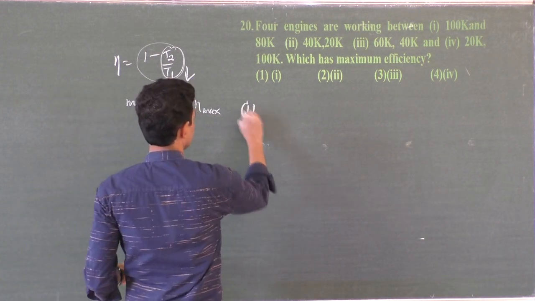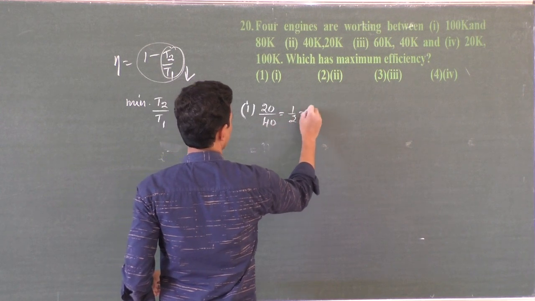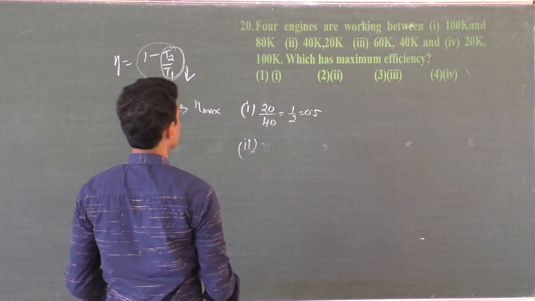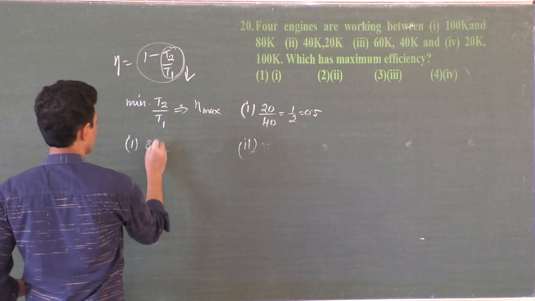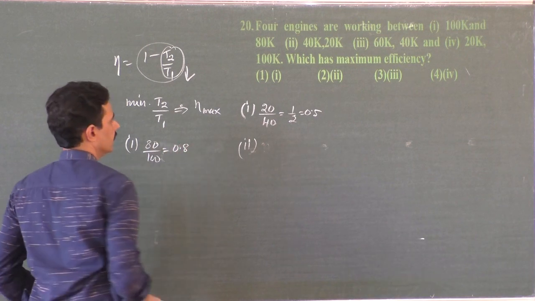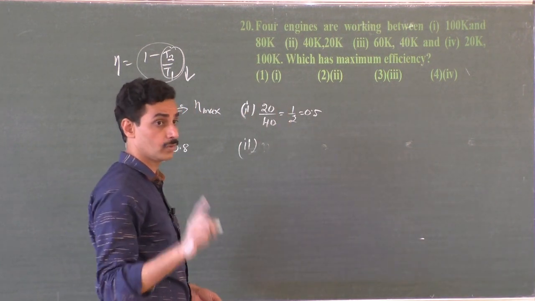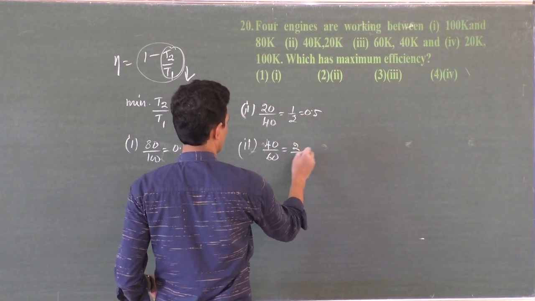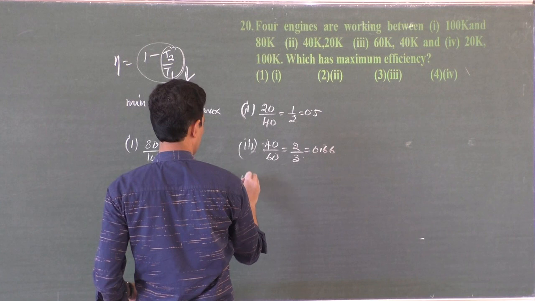First option, 20 by 40, that is 1 by 2, 0.5. Oh no, first one is different, right? First one is 80 by 100. So T2 by T1 you have to find out. 80 by 100 is 8 by 10, 0.8. Second one is 20 by 40. They may not be given in order, so you have to see that. The temperature of the cold reservoir should be lesser. 40 by 60, third one, that is 2 by 3, that is 0.666.